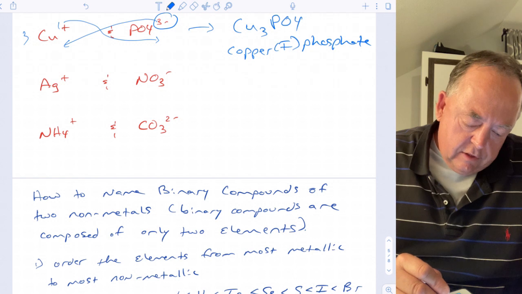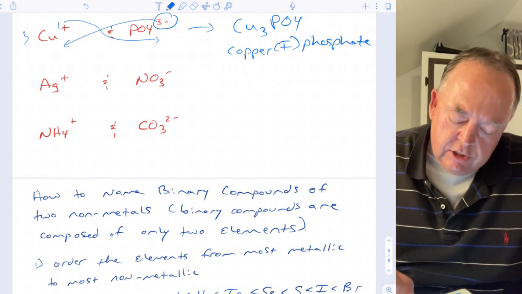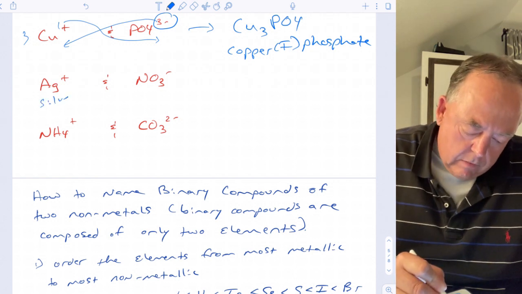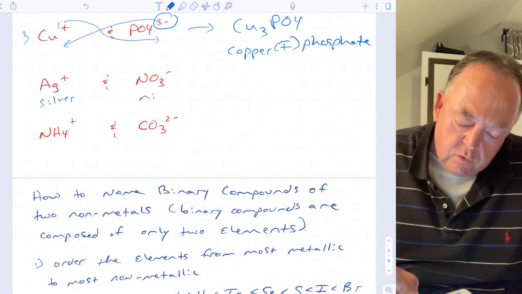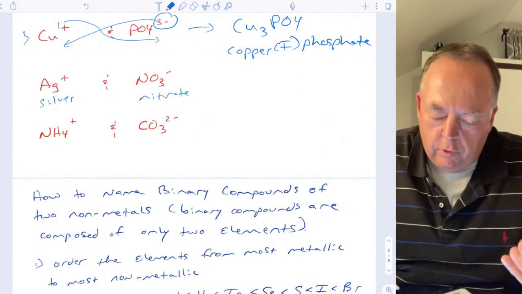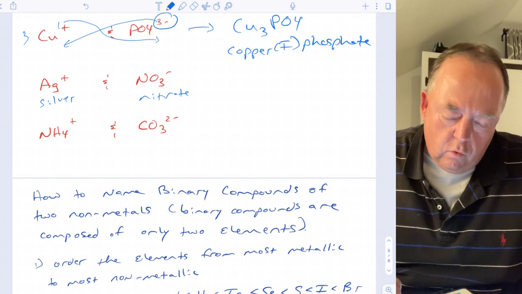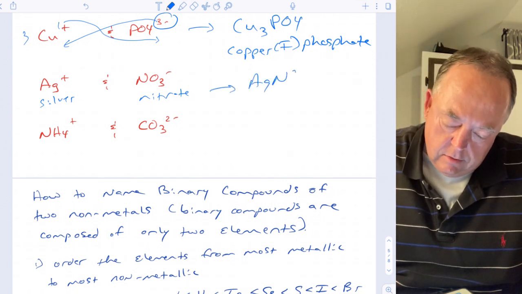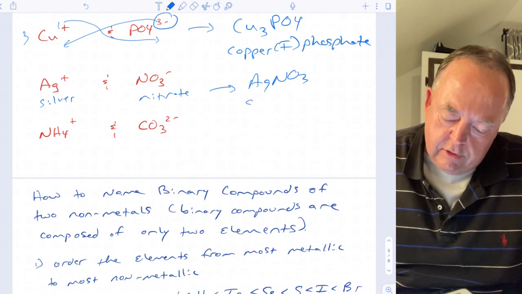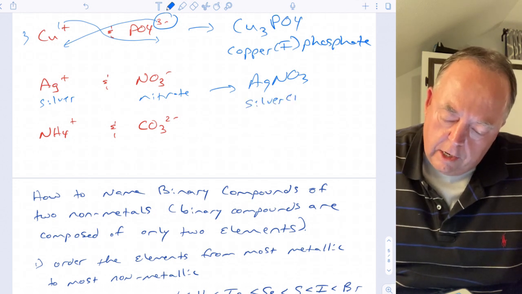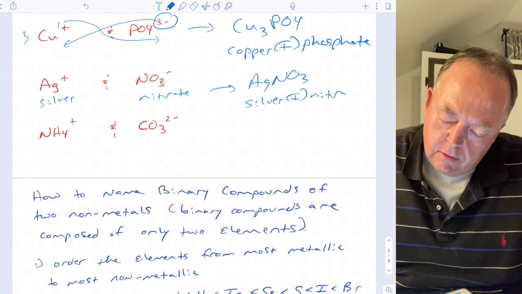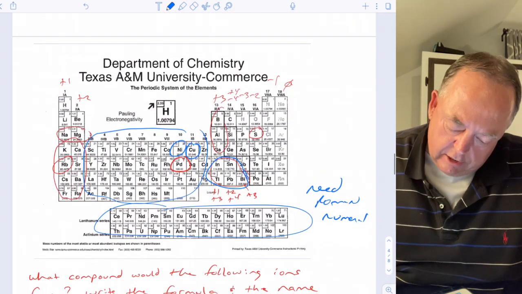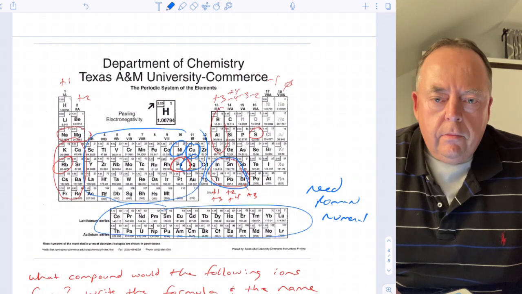Okay, so silver, Ag is silver. It's got a +1 charge, so this is silver. NO3 -1 is nitrate. They both have a charge of +1 or -1, so you only need 1 of each. So it would be AgNO3, so that would be silver 1 nitrate. And again, silver is a transition metal, so you have to have the Roman numeral in the name.